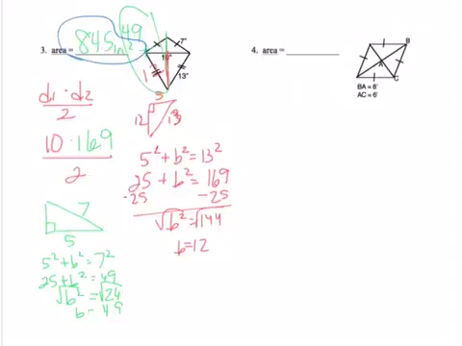Number 4. That is a rhombus because all four sides are congruent. So with a rhombus, it's the same thing as a kite. I have diagonal 1 times diagonal 2, all divided by 2 for my formula.